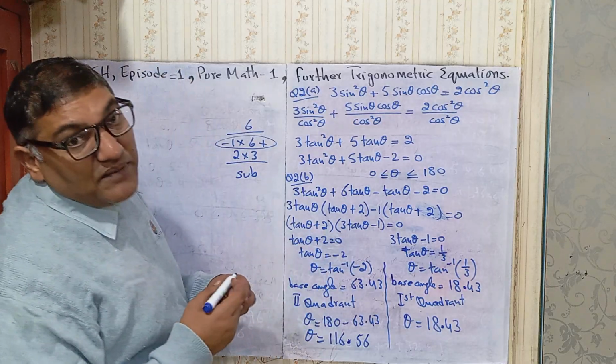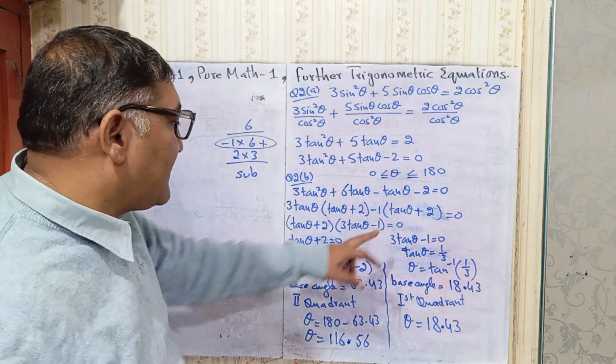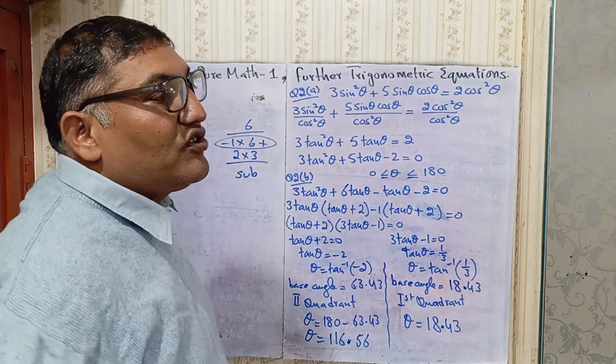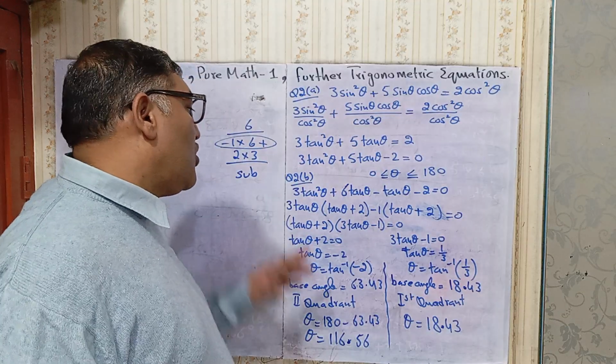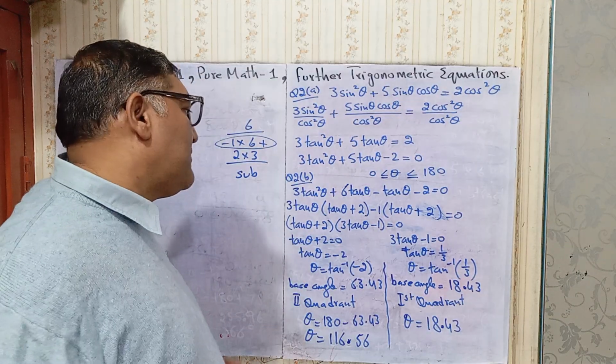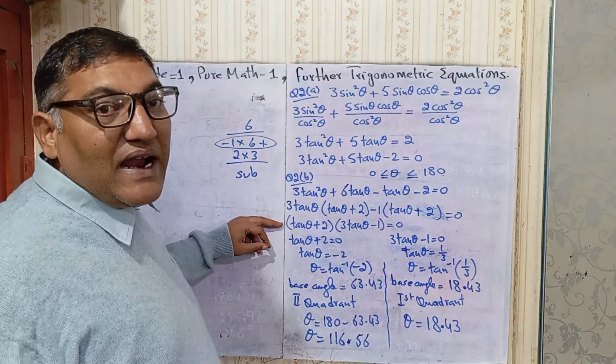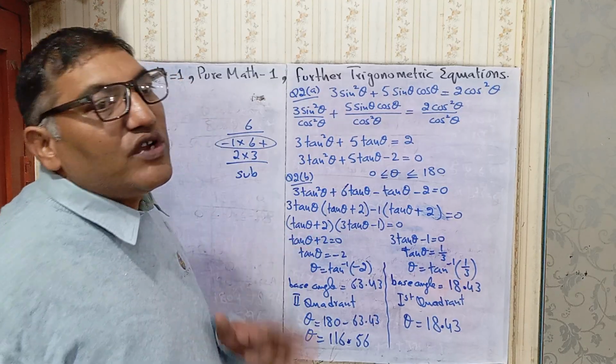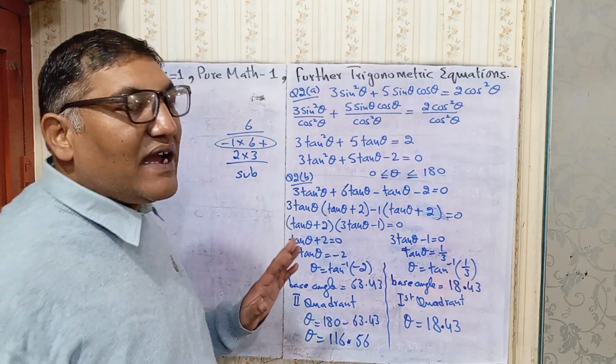So these two brackets are multiplying with each other, and their product is 0. That means either the first bracket is 0 or the second bracket is 0 or both of them are 0. So I will make this bracket equals to 0. So tan theta plus 2 equals to 0. So tan theta is equals to minus 2.